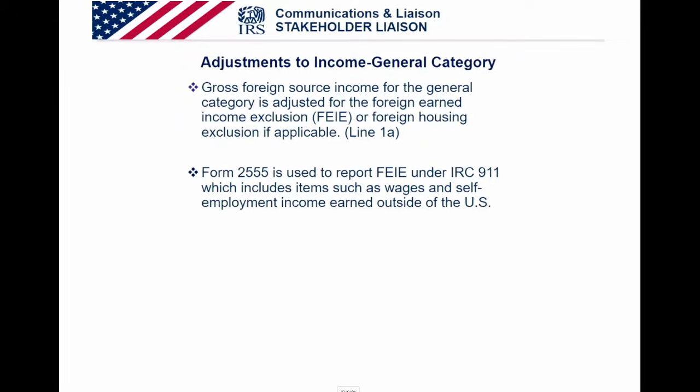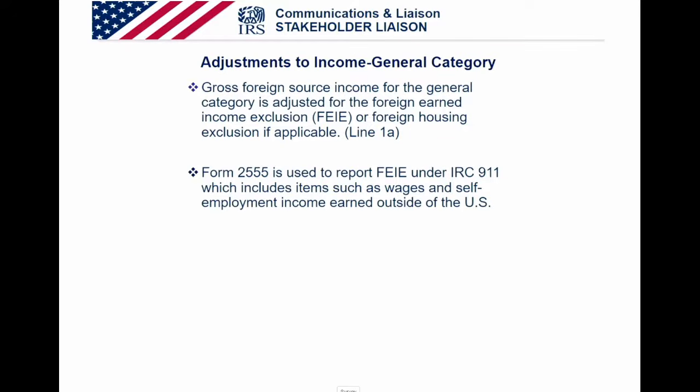So now we're going to focus on line 1 of the Form 1116, which is the line for the gross income from foreign sources. We've been discussing how the foreign tax credit is a mechanism available to relieve double taxation. Another is the foreign earned income exclusion, also known as the 911 exclusion. We're not going to be going into the foreign earned income exclusion except to say that it's available to U.S. citizens and residents who live and work in a foreign country and meet some various tests.